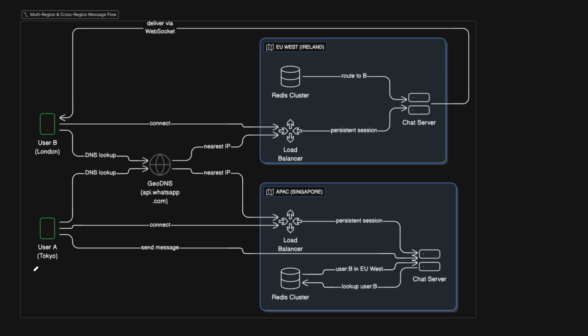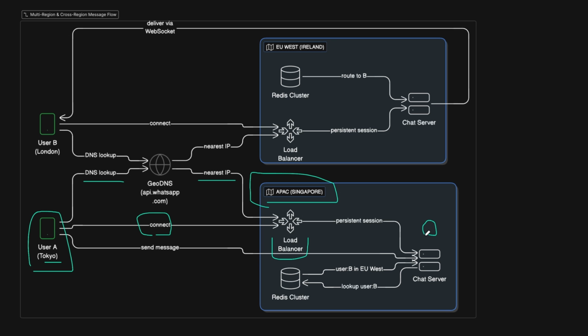Let's say, for example, user A opens their app and they are located in Tokyo. So we will first do the DNS lookup to see where they should connect, and then they will connect to the nearest IP address, which will be the Singapore region. And in this region, we will have the full stack, starting with the load balancer that they will first connect to. They will make a request here to route them to the chat server.